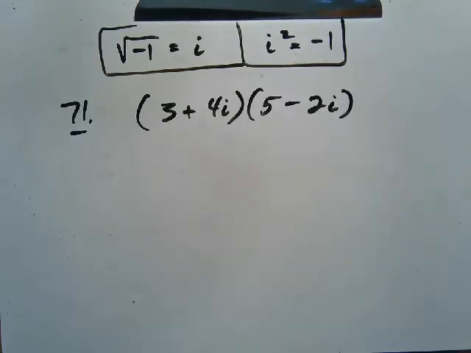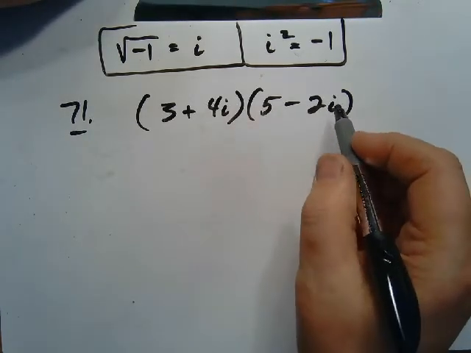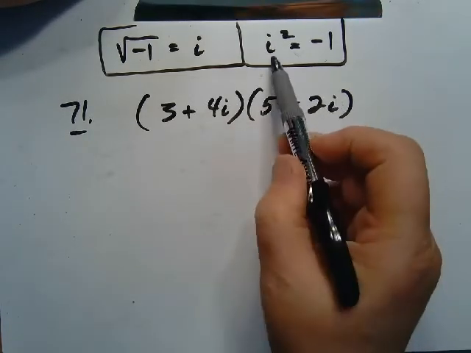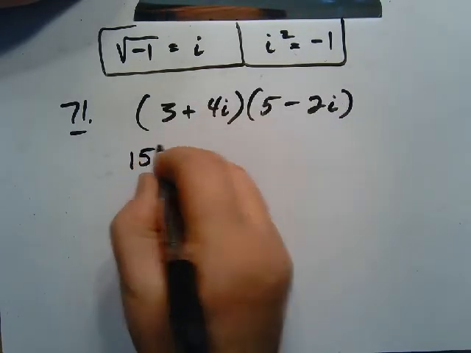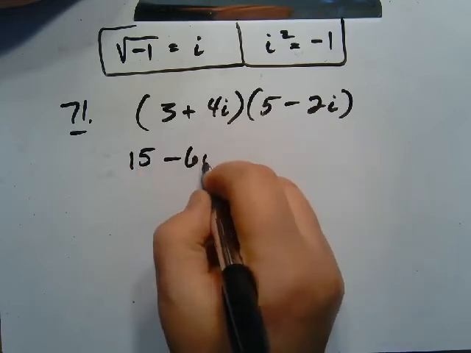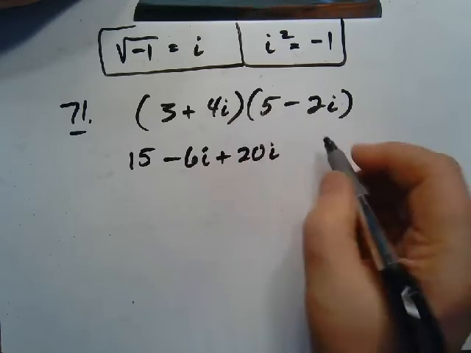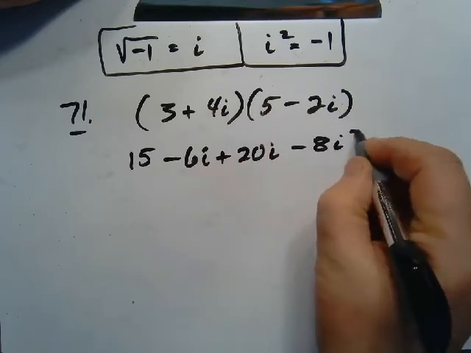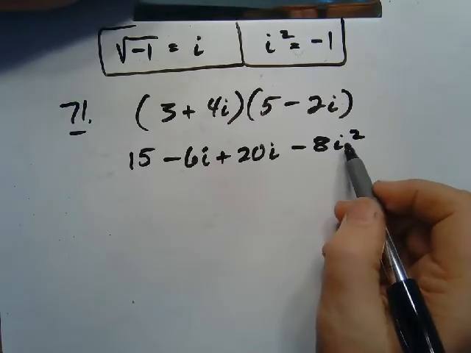All right, now we're going to FOIL these two. Treat the i like it's a variable, except when you get i squared, you got to turn it to negative 1. So here we go. FOIL, 3 times 5 is 15. Outer terms would be negative 6i. Inner terms is 20i. And last terms would be negative 8i squared. Now this is the one section that people miss on the test. They multiply i times i and they don't come up with i squared. Make sure you have an i squared here.